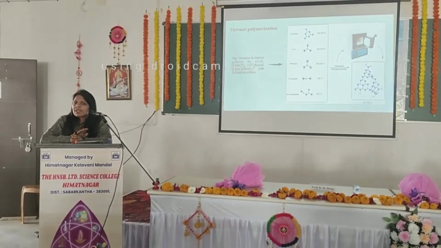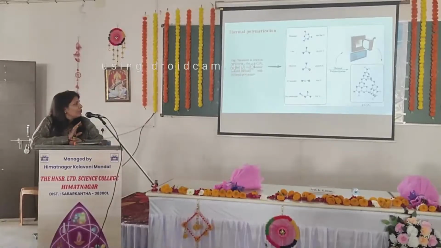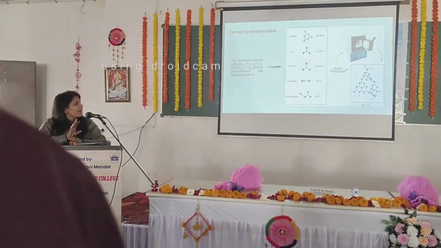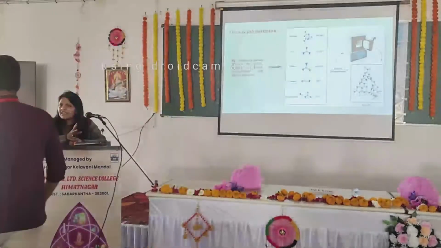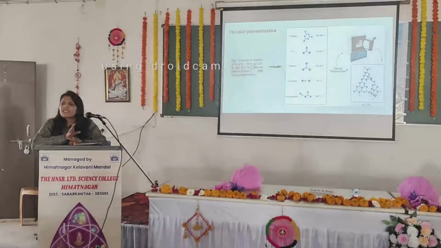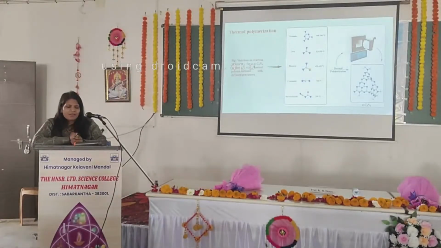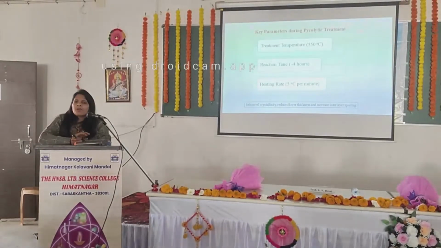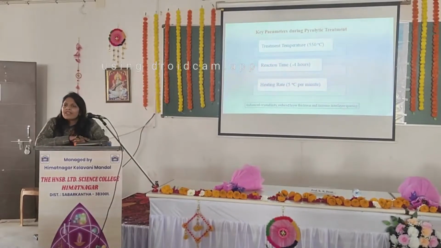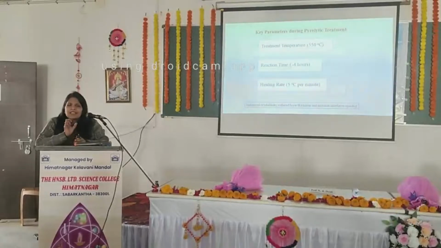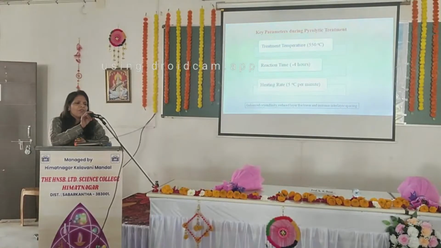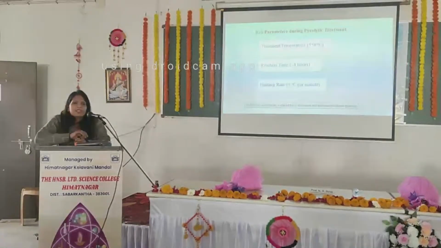There are so many precursors in nature, but how many precursors do we have for the synthesis of carbon? Here, the range of 500 to 550 degrees centigrade is used, the ideal temperature for the synthesis of graphitic carbon nitride. The most important key parameter is temperature, that is nearly 550 degrees centigrade, the suitable temperature for the synthesis of graphitic carbon nitride.